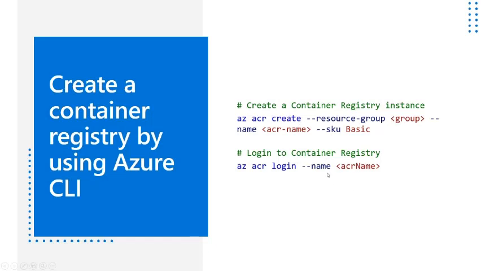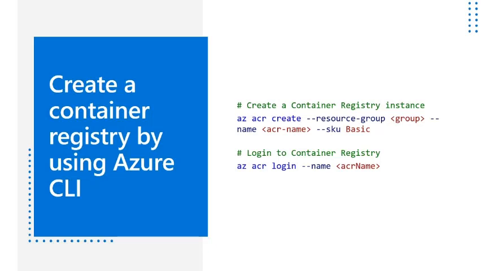The az acr create command creates a container registry instance. The registry name must be unique within Azure and must contain 5 to 50 alphanumeric characters. When the registry is created, the output includes admin user enabled, creation date, ID, location, login server, name of the container registry, provisioning state, resource group, SKU, status, and storage account.